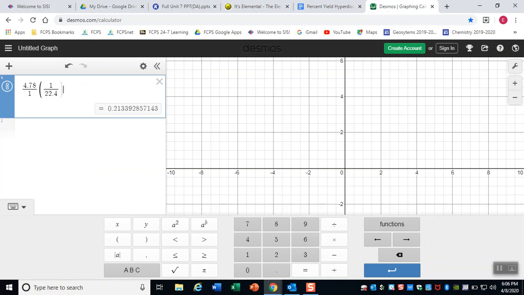So I've got 3.5, and then that was moles, right? So I had 1 mole on the bottom, and then my liters was on top. So mole, and then liters on top. And so that gives me 78.4 liters.